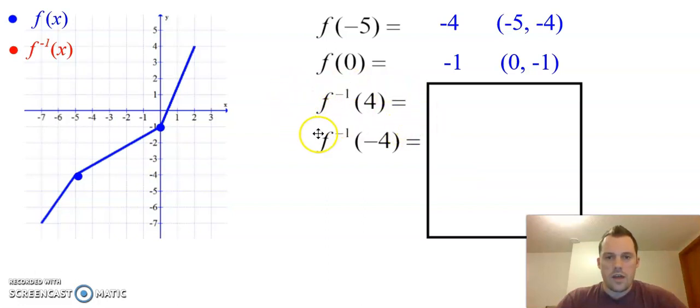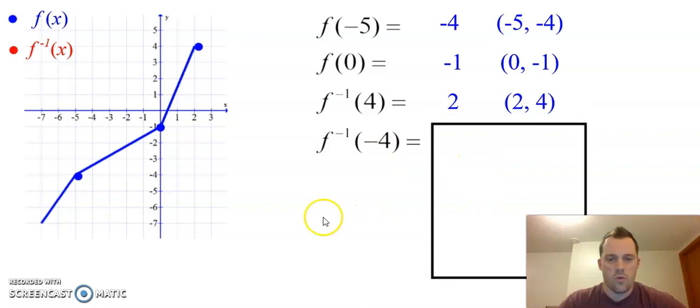Now, the inverse of our function f at an x value of 4. Well, this actually isn't an x value, because remember, for inverse functions, we flip the x and y values around. So if this said f of 4 equals, we'd go to x equals 4. But since this is an inverse, 4 is our y value. So we go to a y value of 4. That gives us this point and an x value of 2. So that's the point 2, 4.